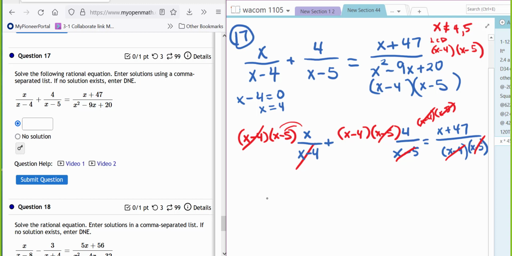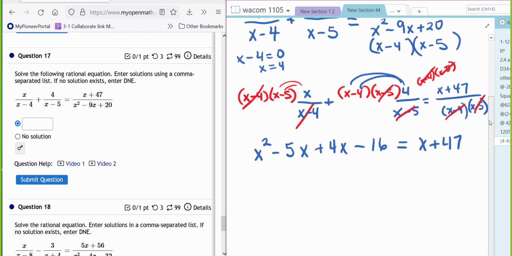We have x squared minus 5x. This one, your 4 needs to distribute. You always have to watch on these. Whatever this sign is should go with this number when you distribute. Right, but it's plus, so that's good. I don't have to worry. So I have plus 4x minus 16 equals x plus 47.